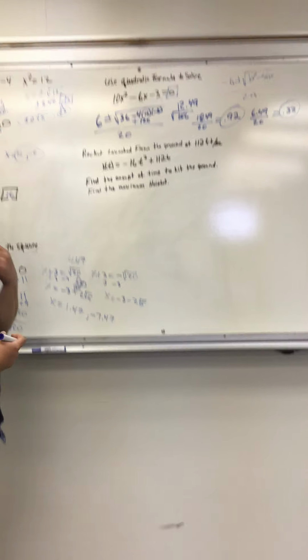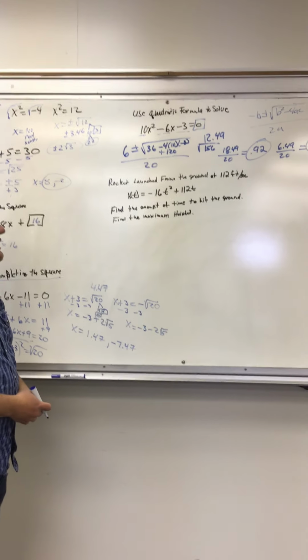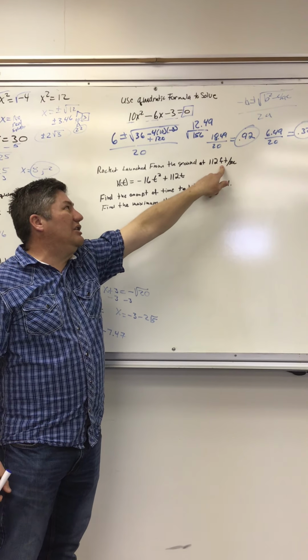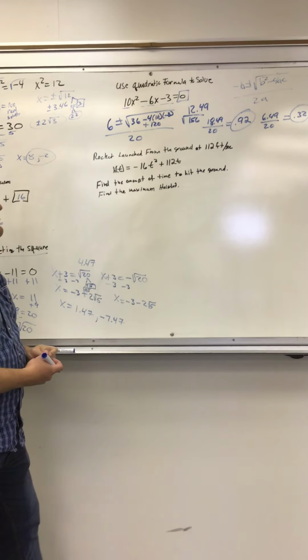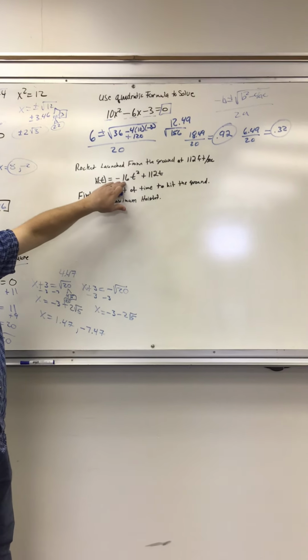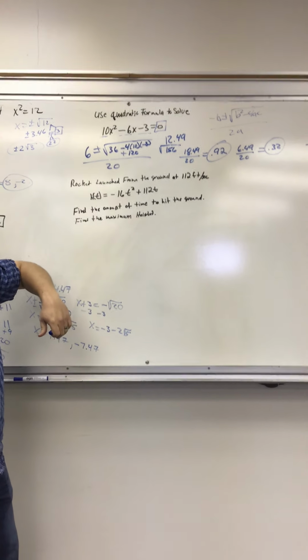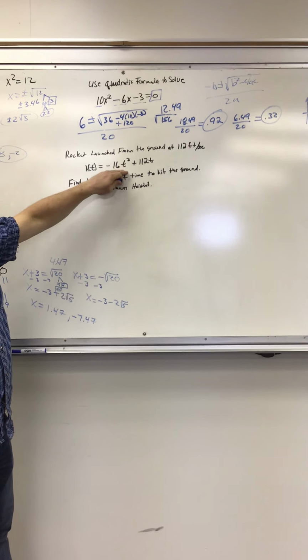All right, which brings us to the next question, where we're going to talk about, hey, when's it going to hit the ground, things like that. We're going to have a rocket launch from the ground, and it's going to be launched at 112 feet per second, which gives us this equation. The reason that the negative 16 is there is because we have gravity pushing down on it at negative 16 feet per second squared. So now, this is the equation of our rocket launch.